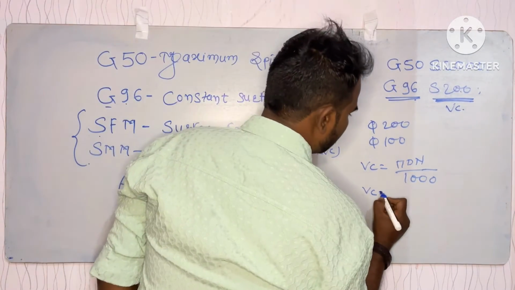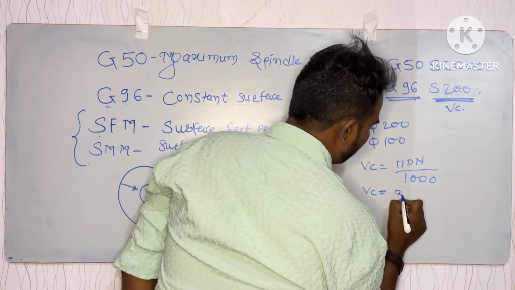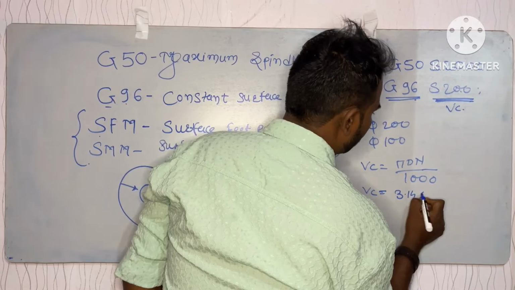VC is equal to pi D N by 1000. What is the value of pi? Pi is 3.14 into D.